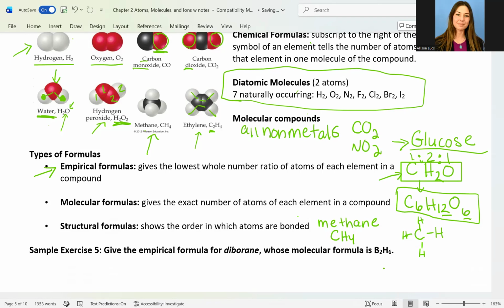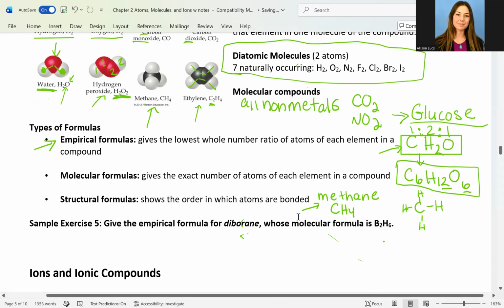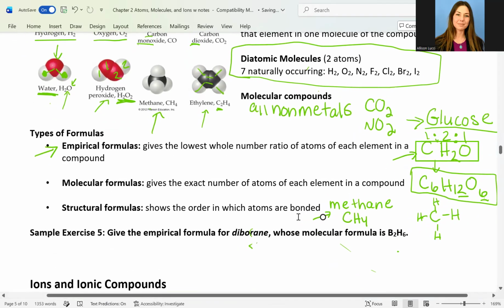Lastly, we have here the structural formula, which shows the bonding pattern, which shows the order in which all the atoms are bonded to one another. So we can see with methane down here, we have CH4, so the carbon is in the middle and it's surrounded by 4 hydrogens. So let's see if we can use our skills that we've gained so far.